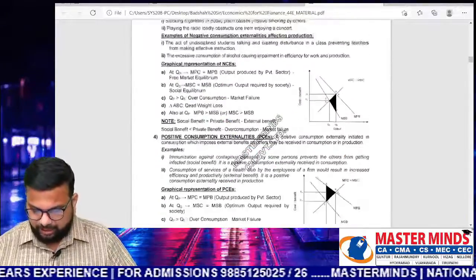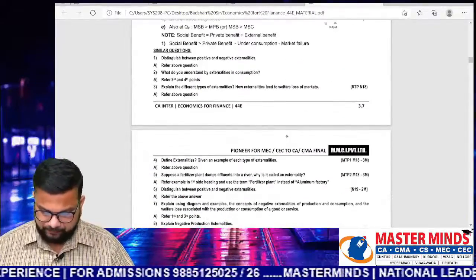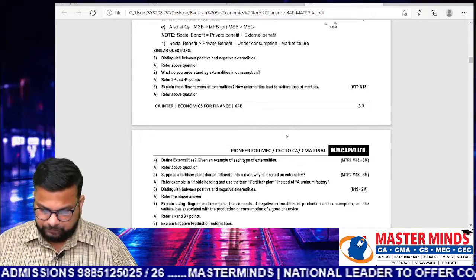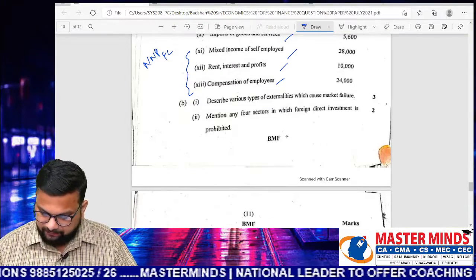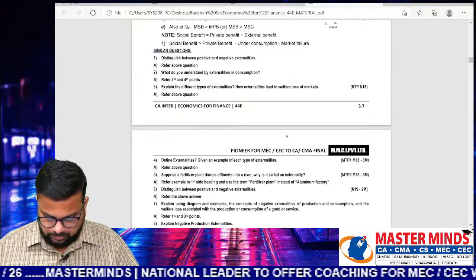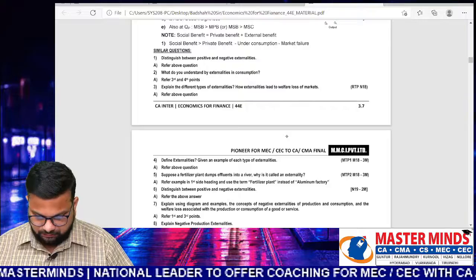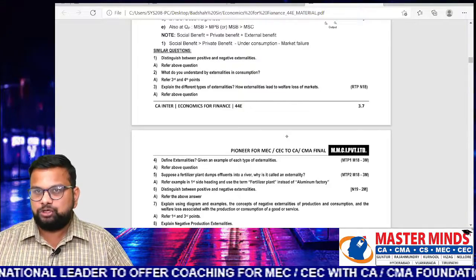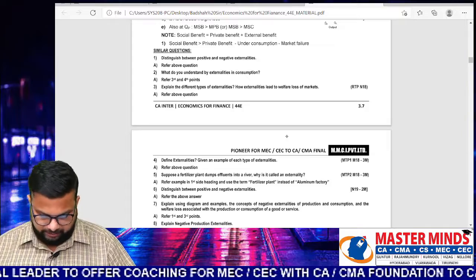Is it necessary to write the entire data, Nana? What he has asked is: describe various types of externalities which cause market failure. So you have to write the entire answer except examples, Nana. Then it will be better for us.